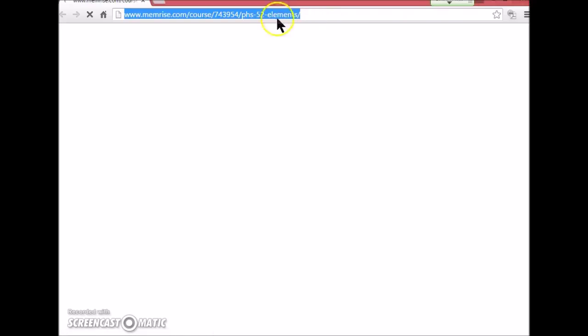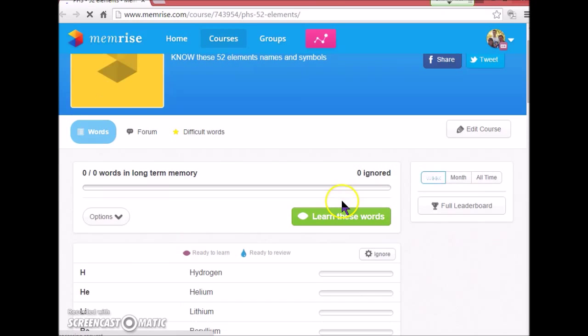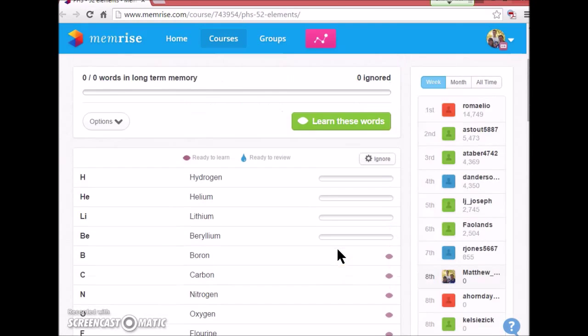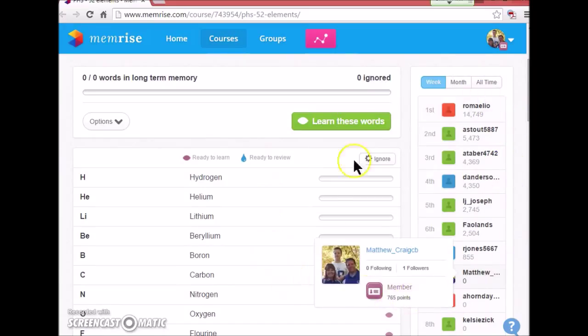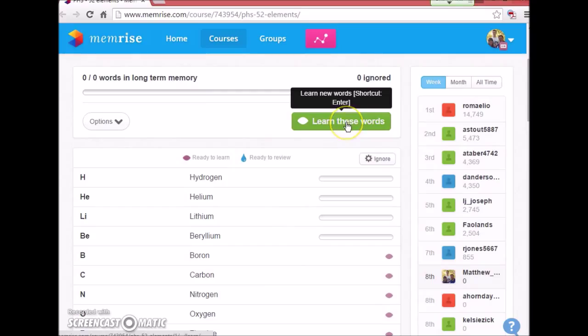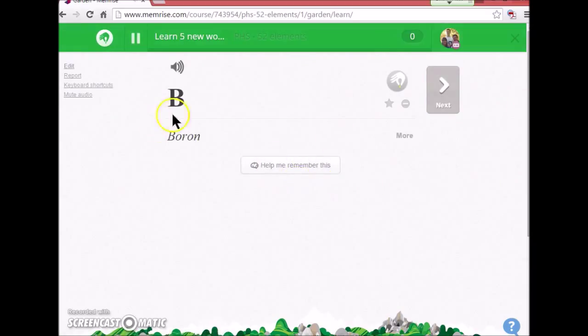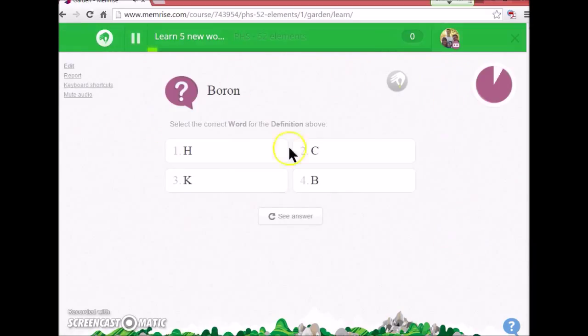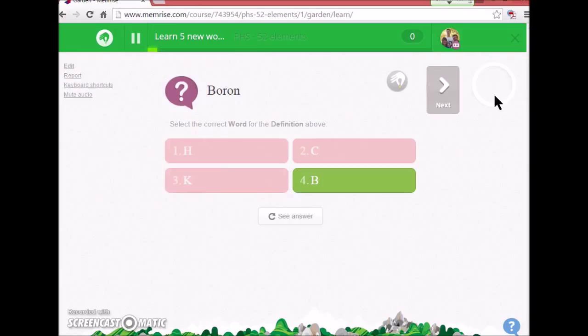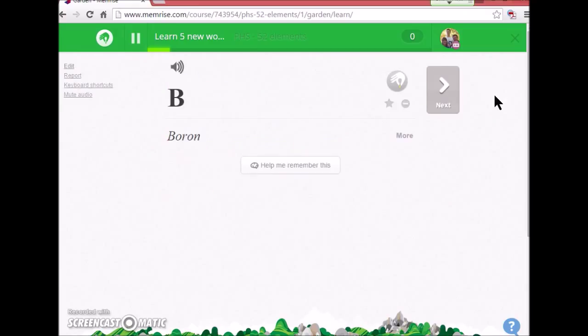It'll pop up here. And what I have are all the elements here, and you can see who's already on the leaderboard for today. To learn these, you click Learn These Words. You can go through the introduction, boron, and then you have to pick which one is boron. There's a clock over here ticking down. The faster you are, the more points you get, so to speak. And if you let time run out, sorry, you're a loser. Okay? Makes sense?